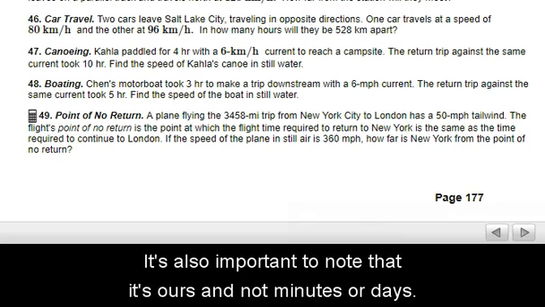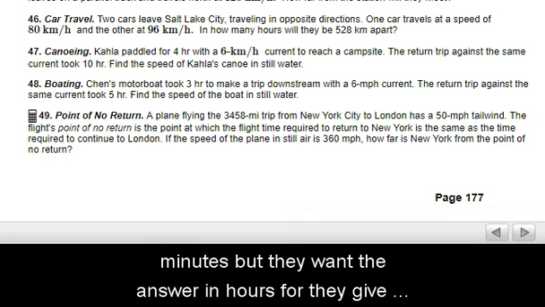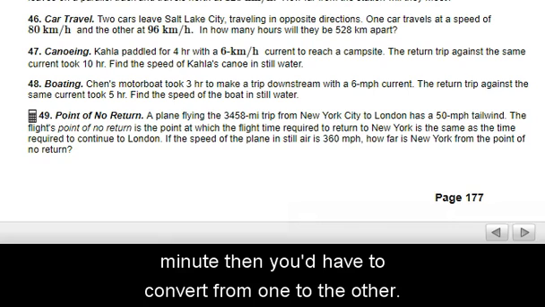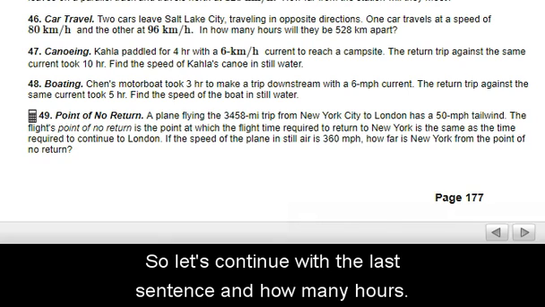It's also important to note that it's hours and not minutes or days, because sometimes the information might be given in minutes, but they want the answer in hours, or they give the information in hours, but they want the answer to be in minutes. Then you'd have to convert from one to the other. So let's continue with the last sentence.